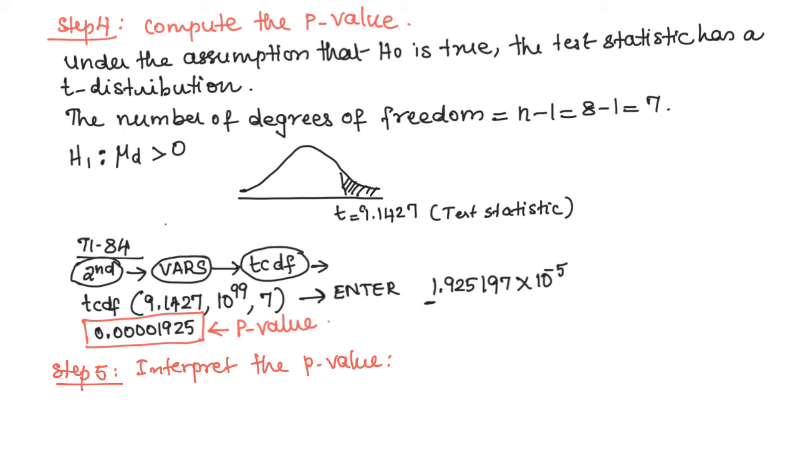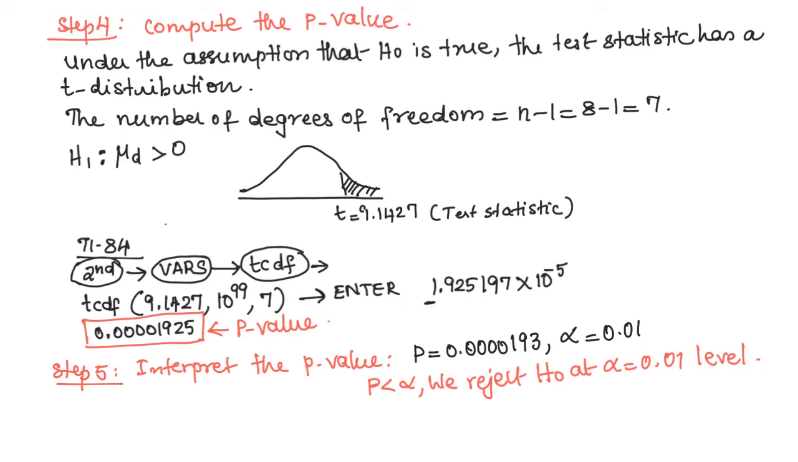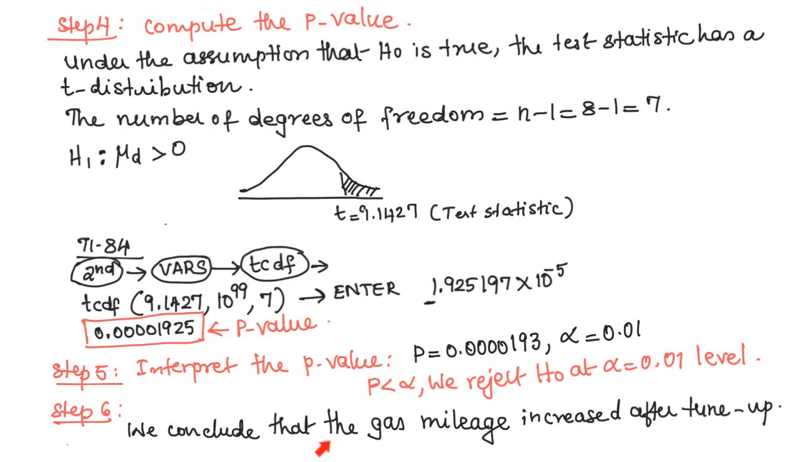Step 5. Interpret the p-value. The p-value is very close to 0 and alpha is 0.01. So p is less than alpha. So we reject the null hypothesis at the alpha equals 0.01 level. Now state a conclusion. We conclude that the gas mileage increased after the tune-up.